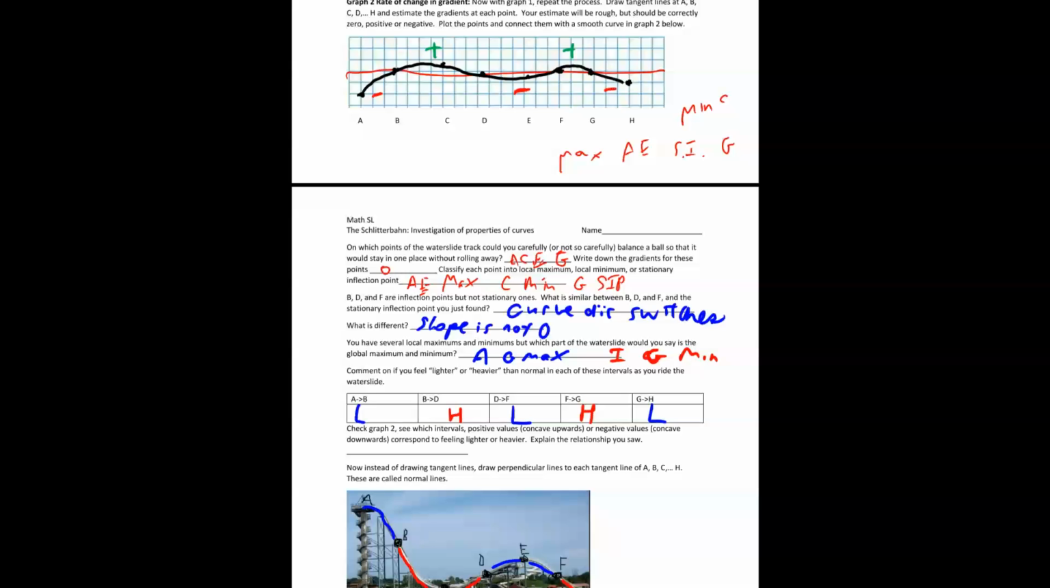So it looks like the light regions correspond to negative and the heavy regions correspond to positive, don't they? So basically, the light regions correspond to negative values in graph 2. The heavy regions correspond to positive values in graph 2.